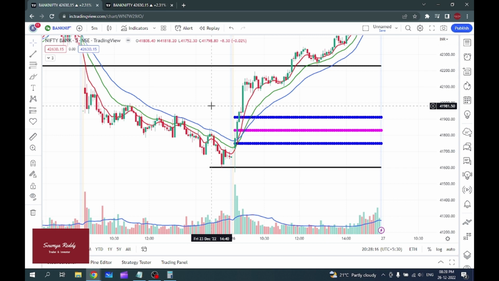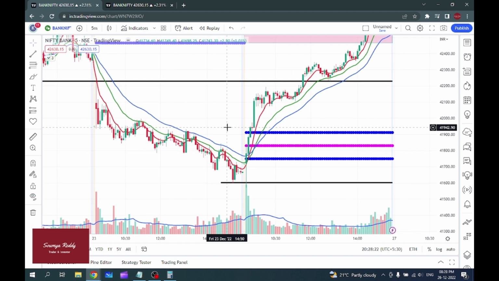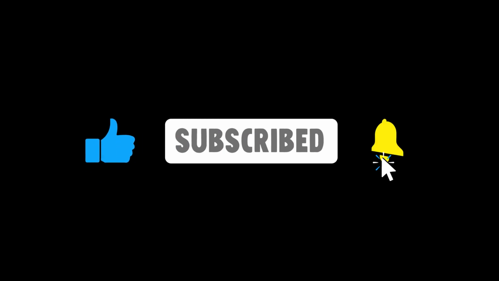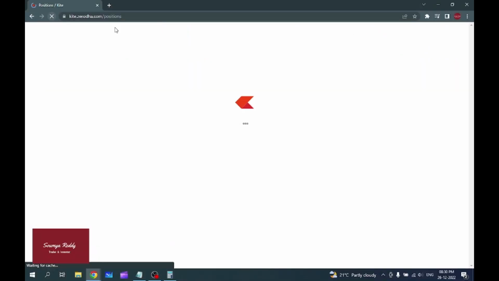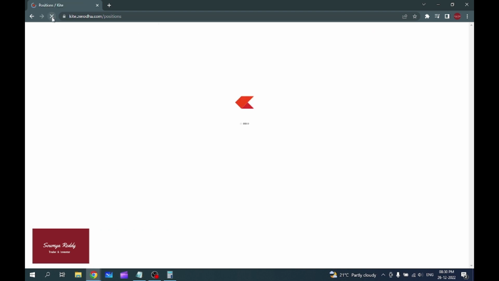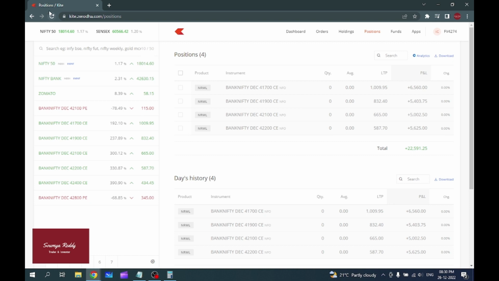So let me now show you where was my entry, where was my stop loss, and where was my exit. Let me refresh this page so that you will not be surprised to see whether it is Zerodha or a different account. I am doing multiple refreshes.